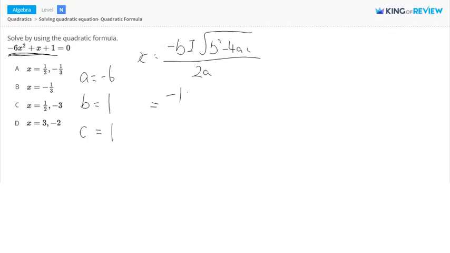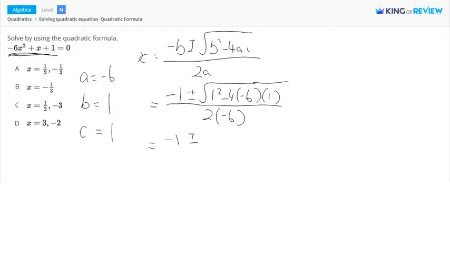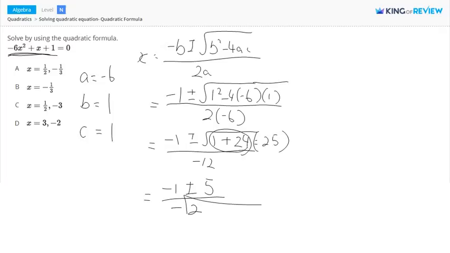So it's going to say negative 1 plus or minus the square root of 1 squared minus 4 times negative 6 times 1, divided by 2a, which is 2 times negative 6. So that's going to equal negative 1 plus or minus the square root of 1 plus, because it's negative 4 times negative 6, 24, over 2 times negative 6, which is negative 12. So that is equal to negative 1 plus or minus the square root of 1 plus 24, which is just equal to 25, right? So you basically have a square root of 25, so that's just going to be 5 over negative 12.